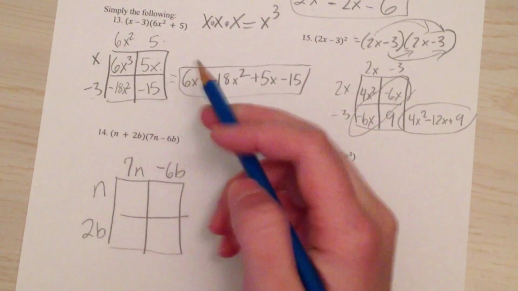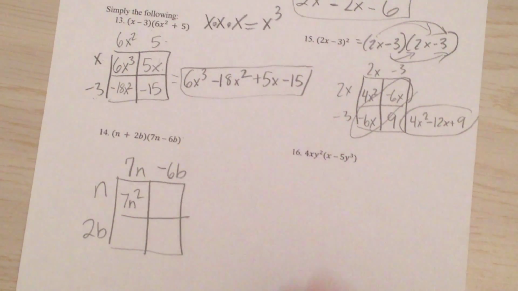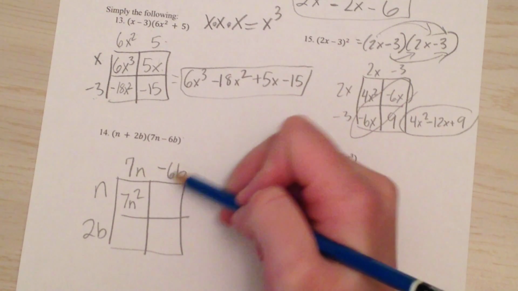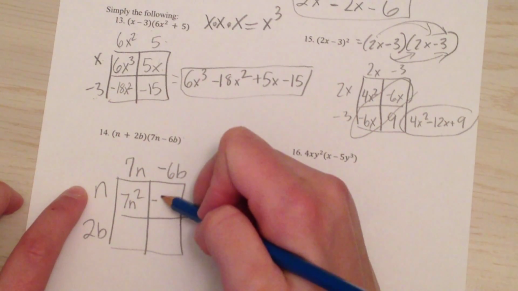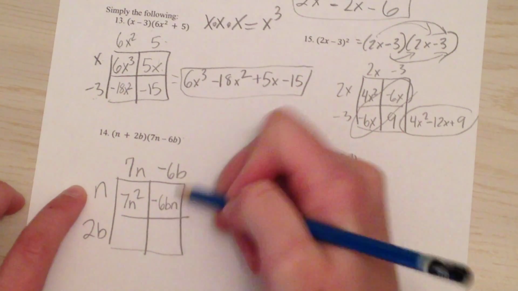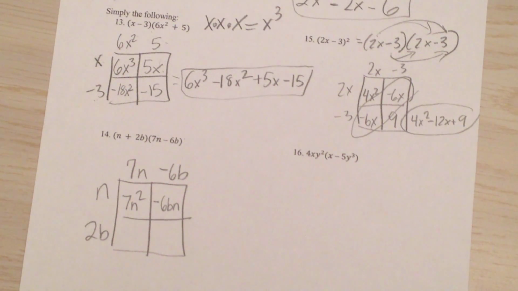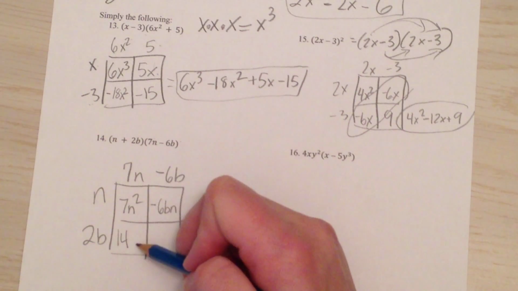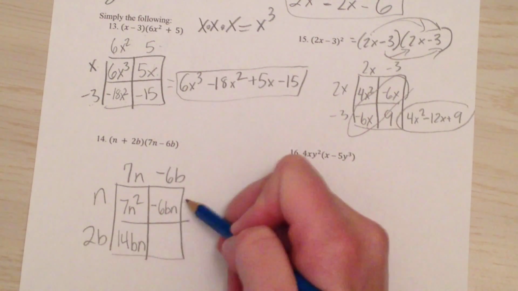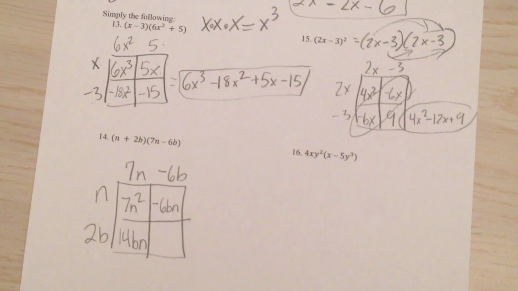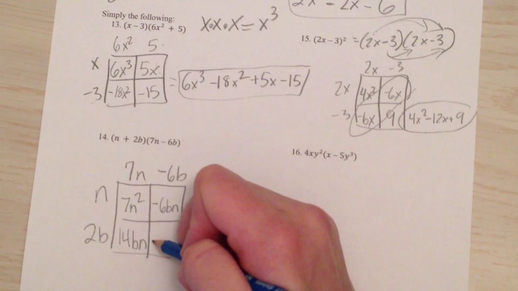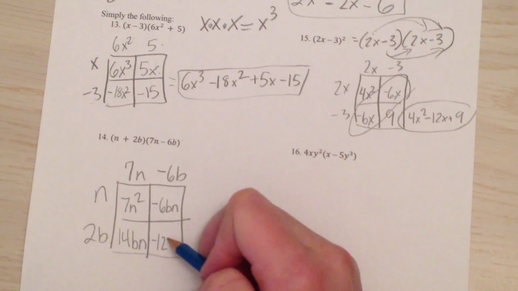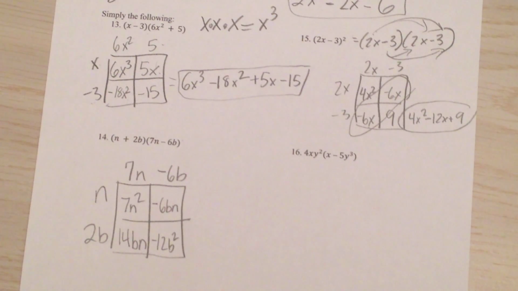So I've got the 7n in the end, that's 7n squared. So our exponents are adding again. I've got negative 6b times an n. We're just going to write that in alphabetical order because we can't multiply that n and that b together. Then down here, I'm going to have 7 times 2, that's 14, and then b times n again. So we're seeing like terms come on that diagonal. And then I've got 2 times negative 6, it's negative 12. A b times a b is a b squared.